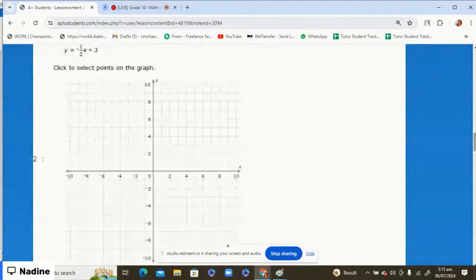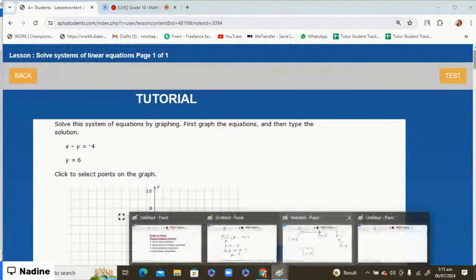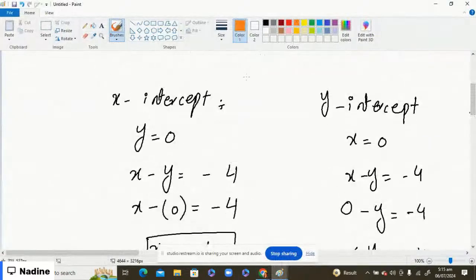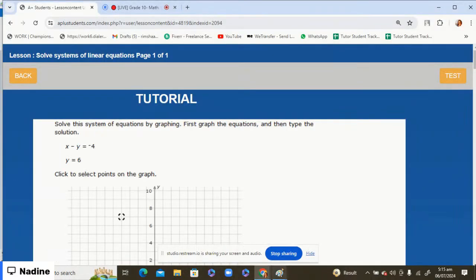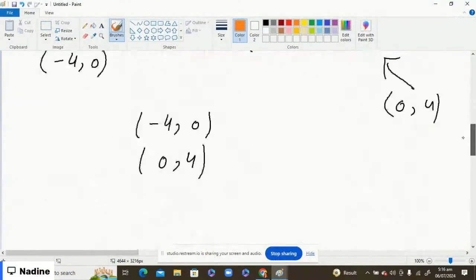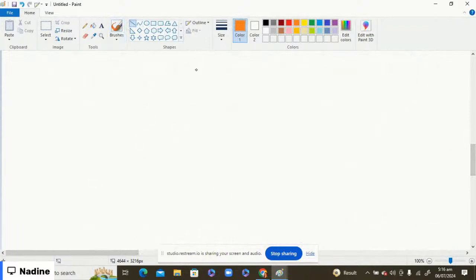Let's do it. This is the first equation that is given, which is x minus y is equal to minus 4. From that we are going to find firstly the x-intercept, then the y-intercept. And now the second equation which is given, y is equal to 6. Now let's plot a graph. So look at here how to draw the graph.